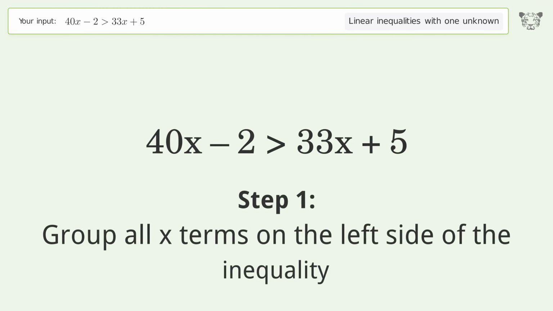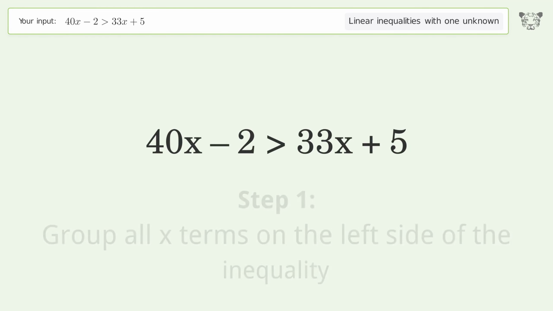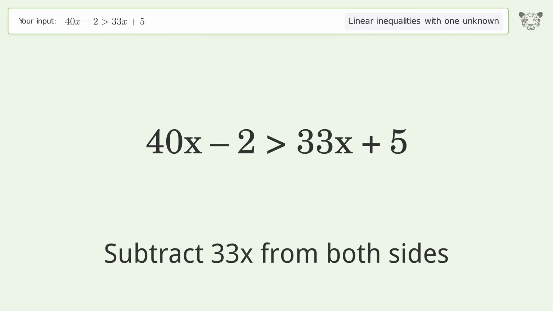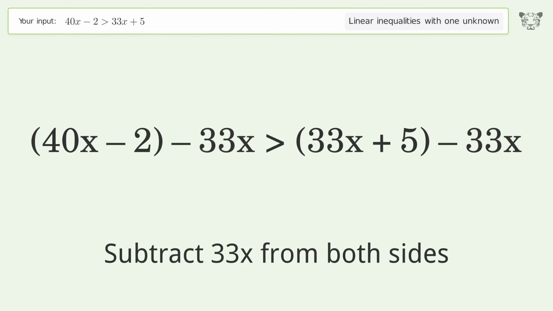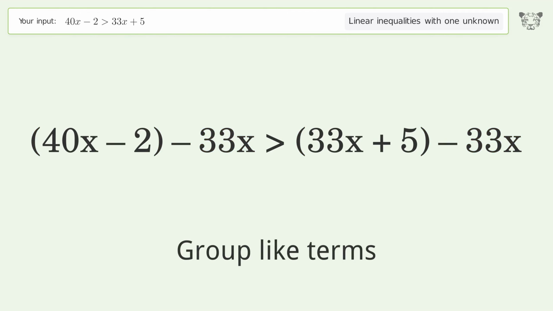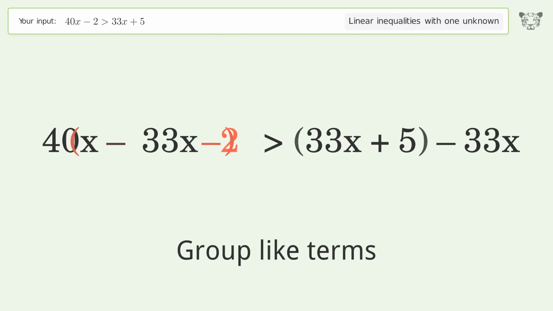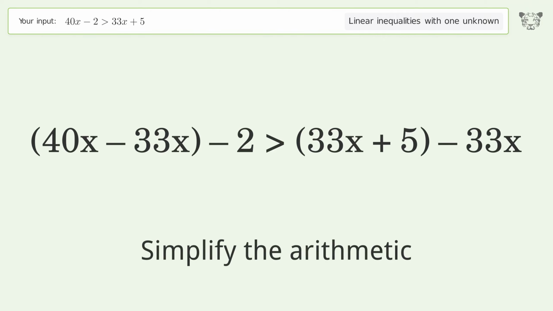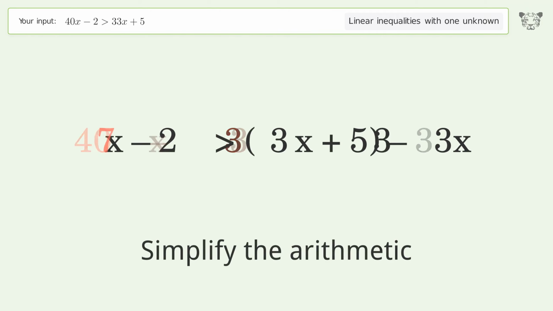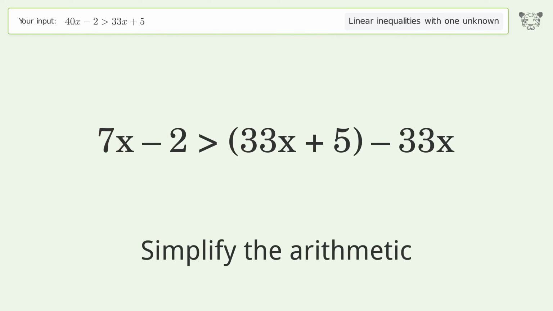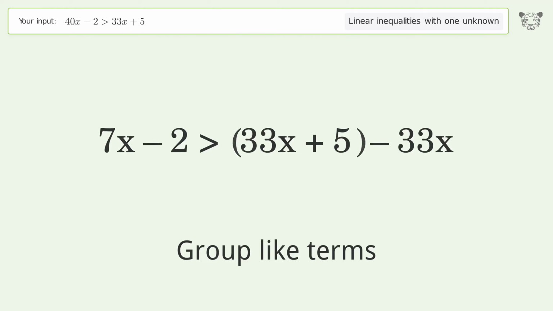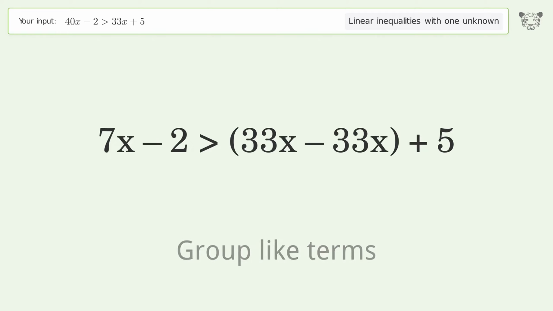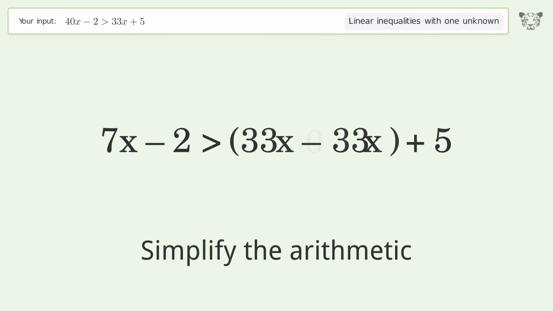Group all x terms on the left side of the inequality. Subtract 33x from both sides. Group like terms. Simplify the arithmetic. Group like terms. Simplify the arithmetic.